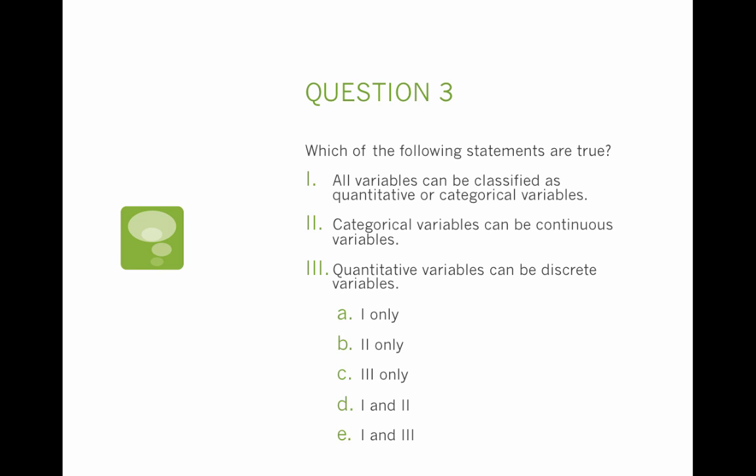What about statement number 2? Categorical variables can be continuous variables. Well, what do I mean by categorical variables? What types of level of measurement are these? Well, categorical variables, categories, groups. So if our responses are going to be categories, those types of variables are going to be nominal or ordinal. So let's think about this. First part of the statement is talking about nominal and ordinal variables. So can these types of variables be continuous variables?